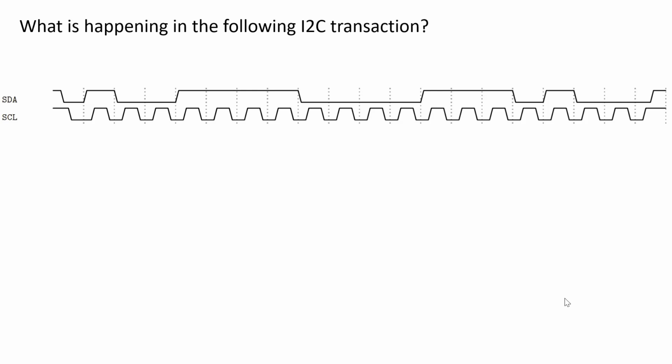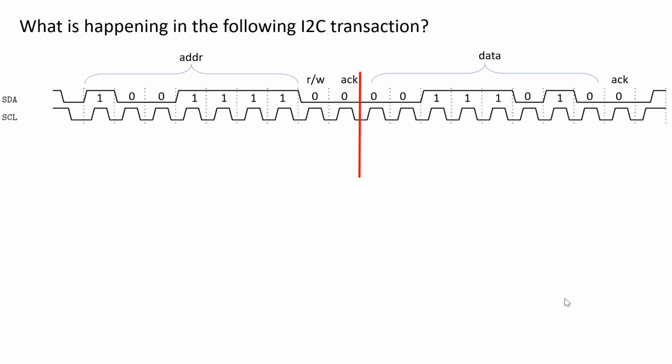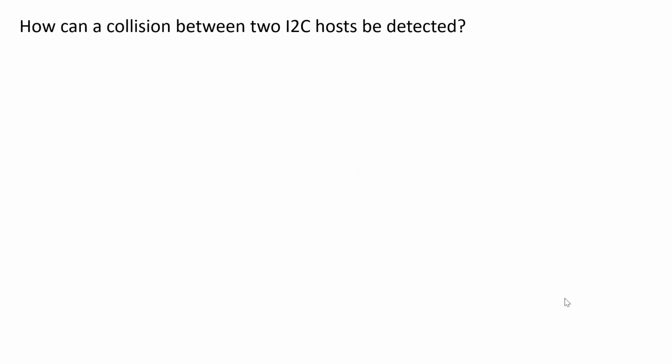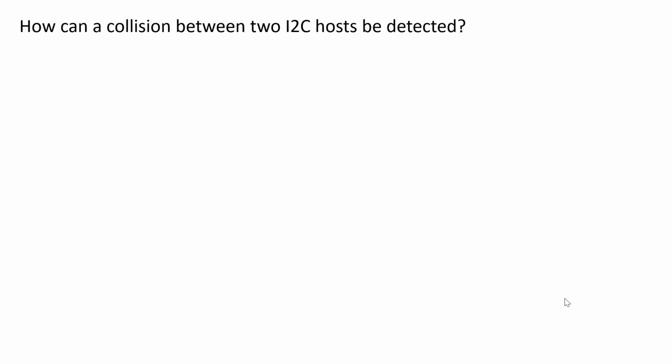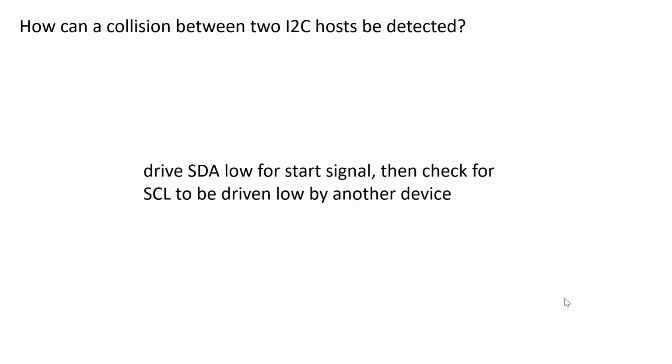All right. What's happening in the following I²C? You have to figure out what the first and last 8 bits are, the header 8 bits and the data 8 bits. And then, of course, the read-write flag is 0, so you're doing a read, and so you're basically reading. And how can a collision between 2 I²C hosts be detected?